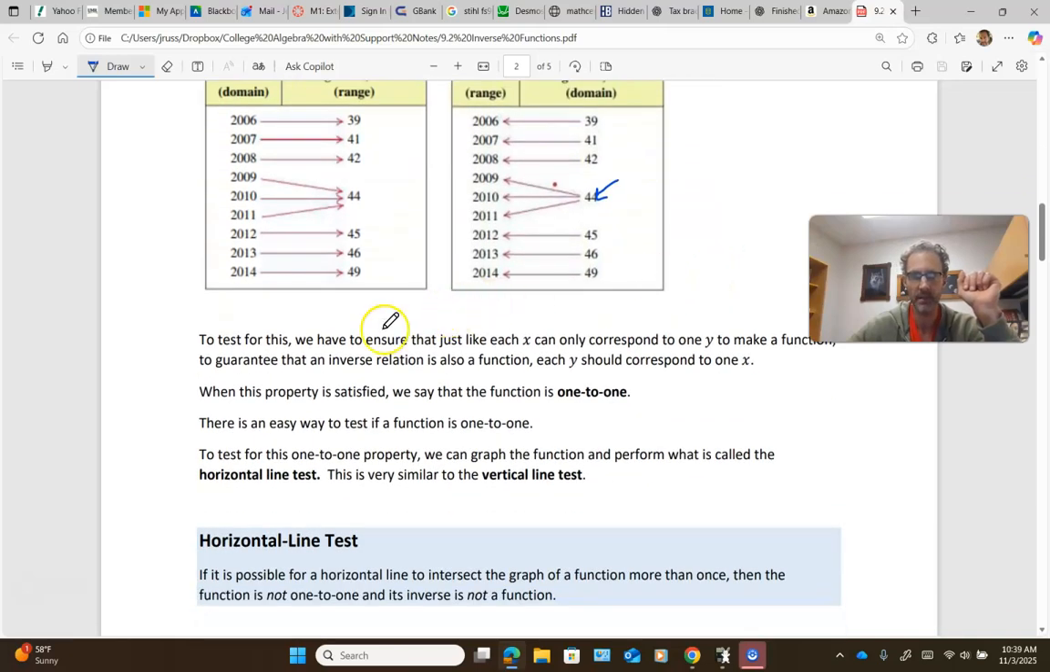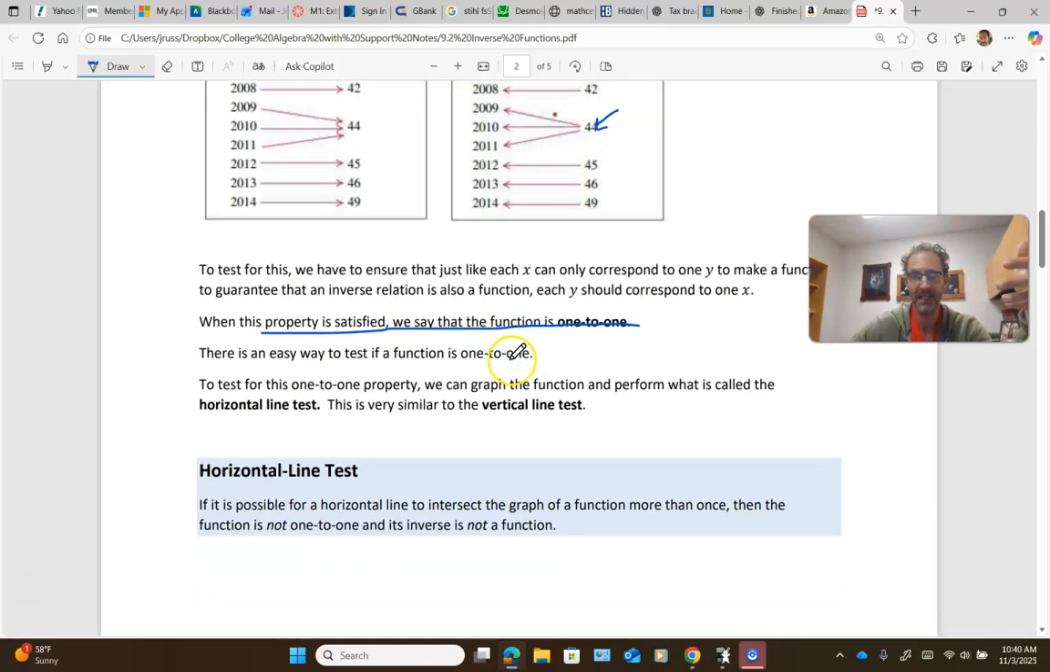Okay, so think about this. We've got to ensure that each x can correspond only one unique y. And to guarantee that an inverse relation is also a function, each y can only correspond to one x. And having this property is called one-to-oneness. Okay. Now, there's actually an easy way to test for this.